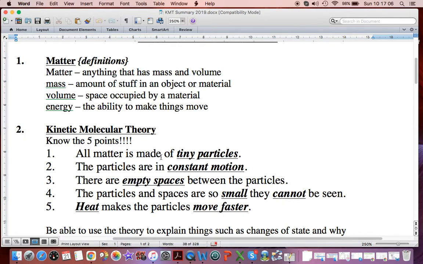So we look at all matter made of tiny particles, and that's the molecular part, the little lump part. Kinetic is the motion part. The particles are in constant motion. There's empty space, absolutely nothing, between the particles. And the particles are so small we cannot see them with the naked eye. And heat makes the particles move faster. So all the labs and activities we looked at were illustrating at least one of these 5 points.